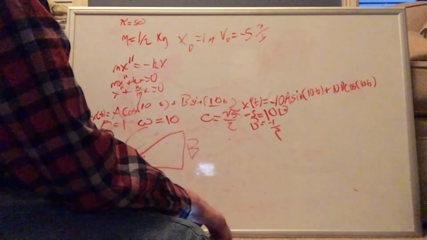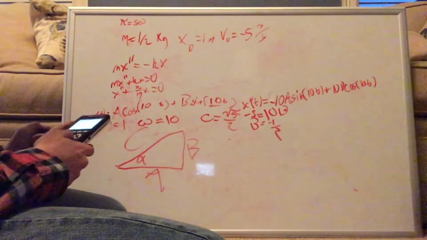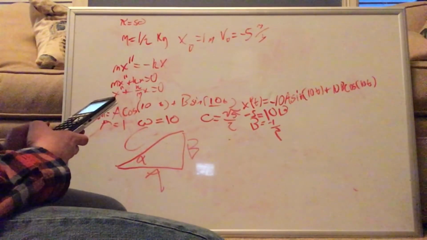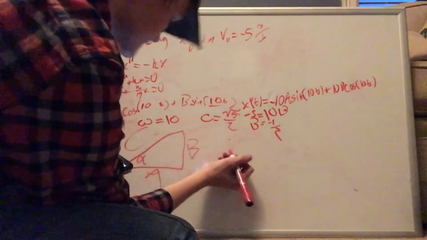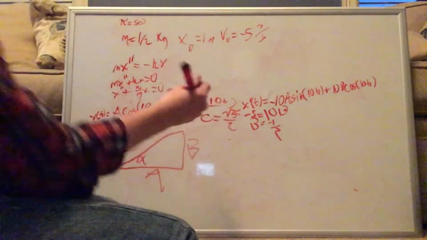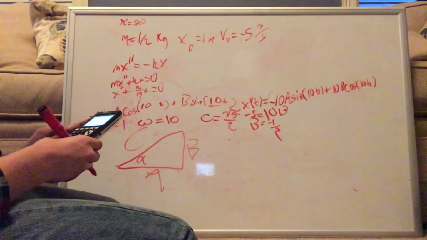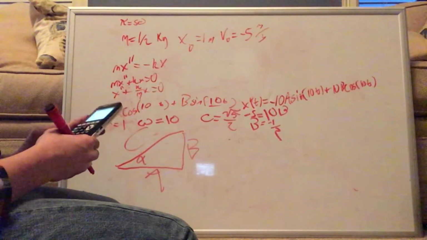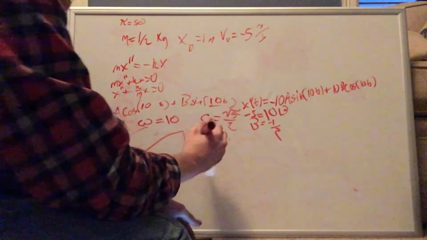So 2 pi minus arctangent of negative 2. That's about 7.39. Or excuse me, 2 pi plus the arctangent of negative 2. 5.176. So alpha equals 5.176.